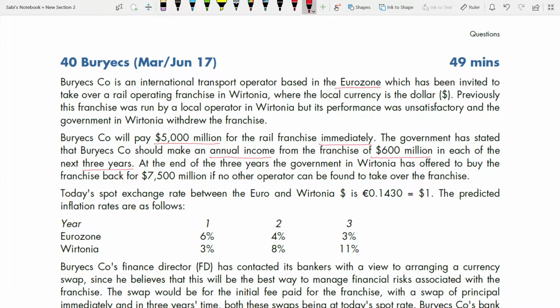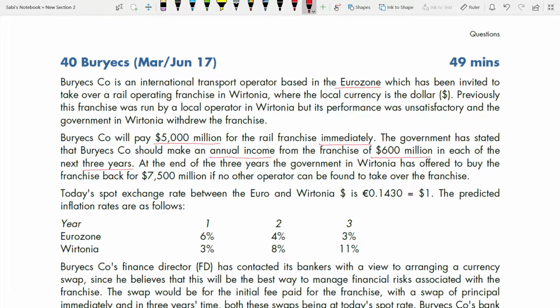So at the end of the 3 years, the government in Vertonia has offered to buy the franchise back. Now you have to understand the scenario very clearly, right? Otherwise, you will get confused what the question is actually asking. First, Buryecs company has been invited to take over. So first, they are taking over the franchise in Vertonia, and they are also paying immediately $5,000 million. After the 3 years, that means at the end of the 3 years, now the government is taking back that franchise from Buryecs company.